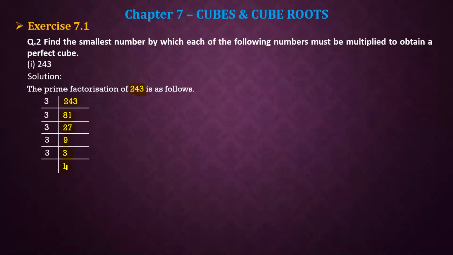So we obtained our prime factors. Now just observe how many prime factors there are. Here, if we consider, only one prime factor is there, which is 3.